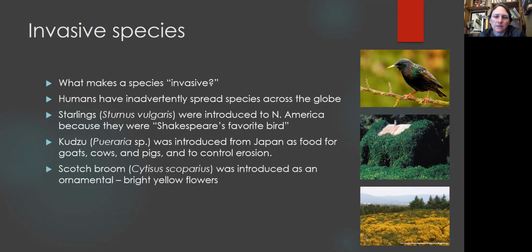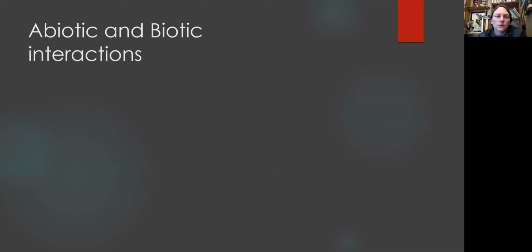And then Scotch broom is an invasive species that has taken over lots of areas here in the Pacific Northwest. It was introduced as an ornamental because it has these bright yellow flowers, but it turns out that it's a nitrogen fixing plant, and it can shoot its seeds really far, so it spreads very fast. So some of those invasive species would be some of the biotic factors that a species might encounter. So then biotic and abiotic factors can interact with one another.